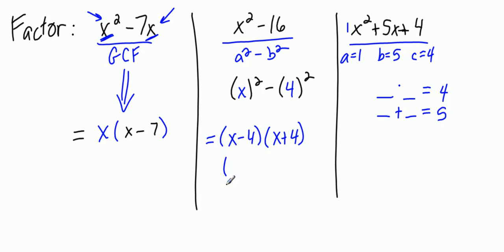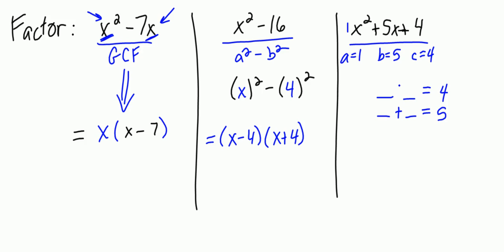And it doesn't matter if you wrote it x plus 4 times x minus 4, it's still the same answer. Okay? So sometimes you'll see in the book they'll give you 2 answers, one or the other. That's there so that you can check your work, but it's better for you to just give one answer.